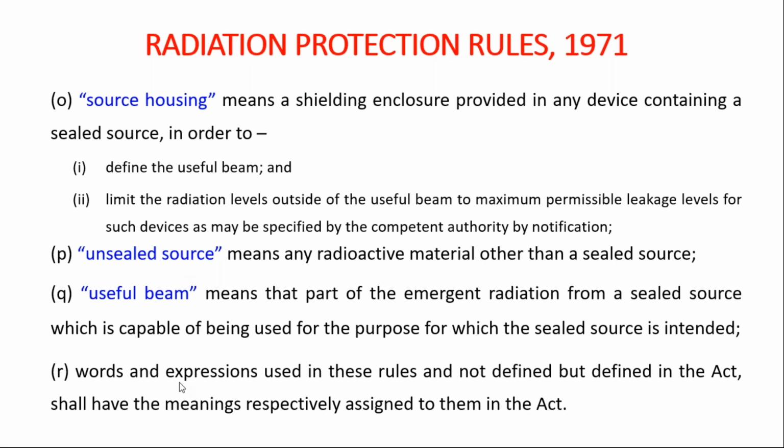Words and expressions used in these rules, not defined here but defined in the Act, shall have the meaning respectively assigned to them in the Act. So these are some of the terminologies or definitions involved in the Radiation Protection Rules 1971, and other terminologies related to radiation or radiation protection are already defined in the Atomic Energy Act 1962. For details, if you do not know about these terminologies, you can refer to this Act.